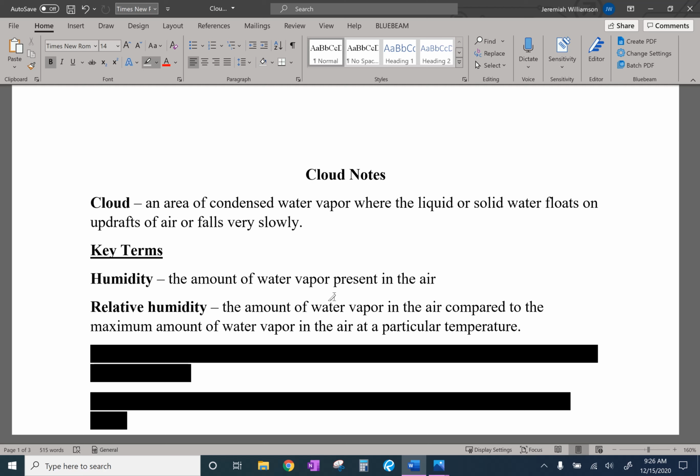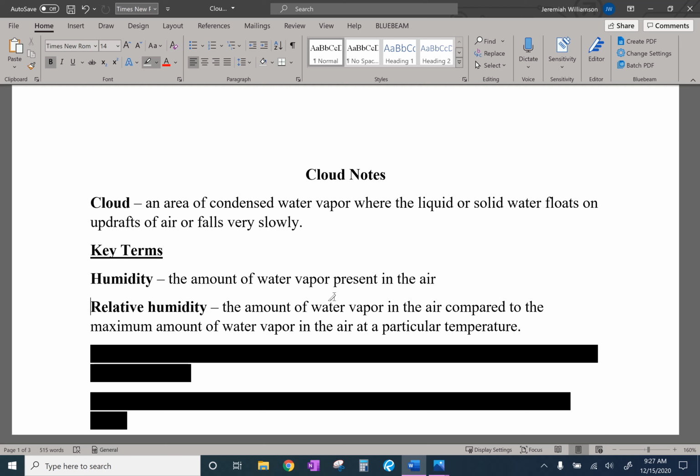All right, the next term is relative humidity, and all this does is compare the maximum amount of water vapor in the air at a particular temperature versus how much is actually there. The definition says the amount of water vapor in the air compared to the maximum amount of water vapor in the air at a particular temperature. Because as air changes temperature, it can either hold more or less water vapor.